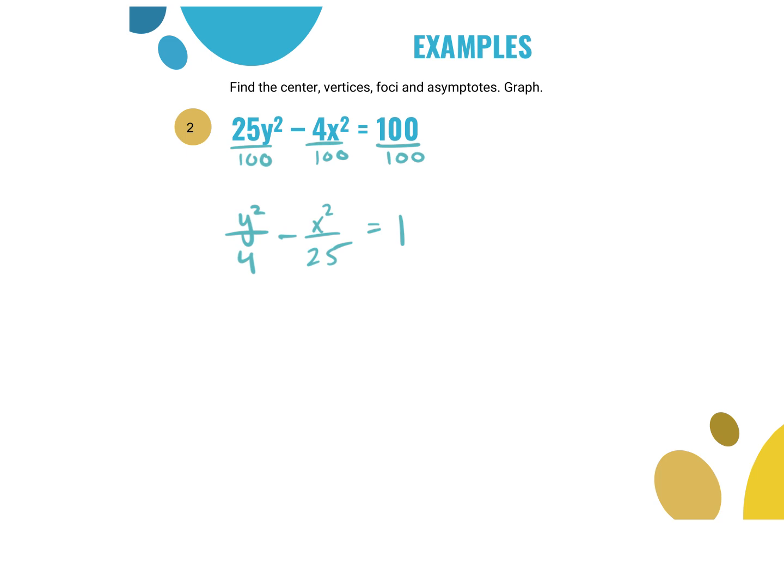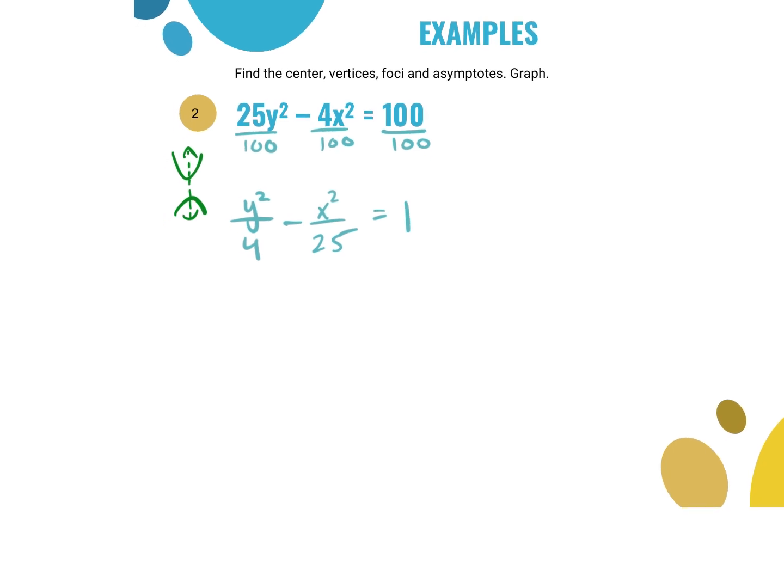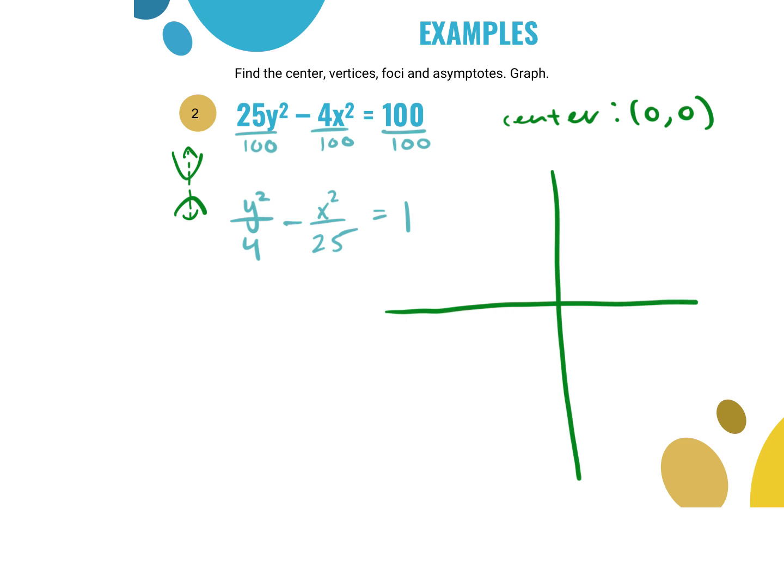So because y comes first now, because that's our positive one here, y comes first, it's going to be a vertical transverse axis. So our hyperbolas are going to be vertical like this. And where's our center? 0, 0, perfect. We're not adding anything to the x and y's yet. So I can draw my hyperbola here. Put my center at 0, 0.